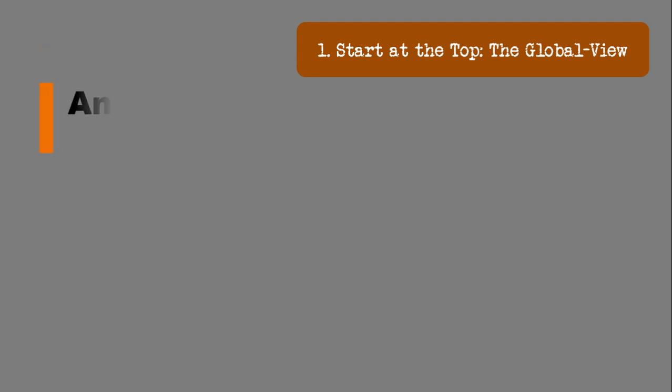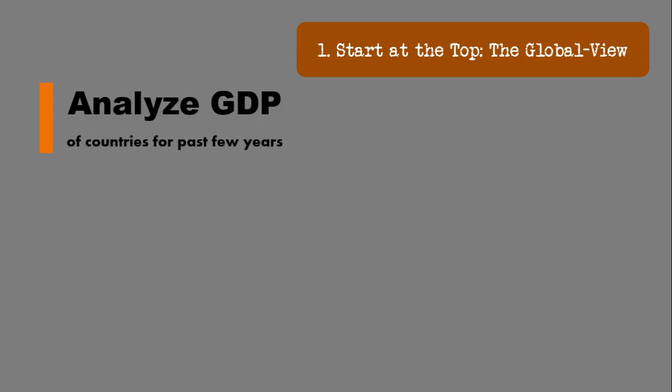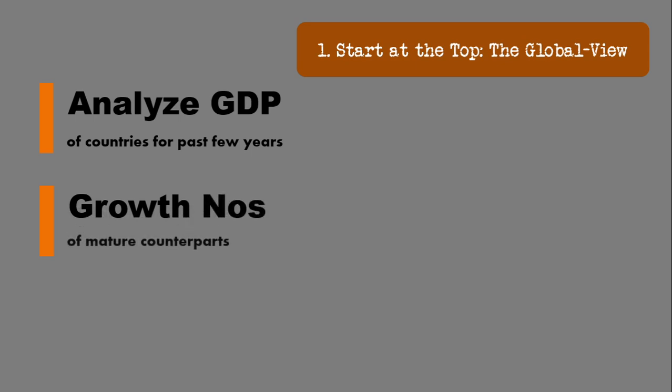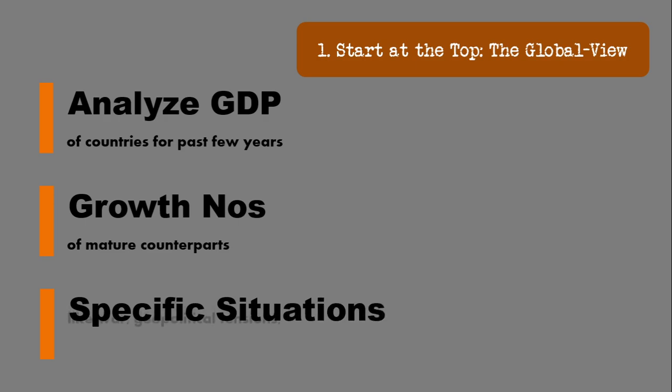A quick way to determine an economy's health is to look at gross domestic product (GDP) growth over the past few years and the estimates going forward. Often, the emerging market countries will have the best growth numbers when compared with their mature counterparts.